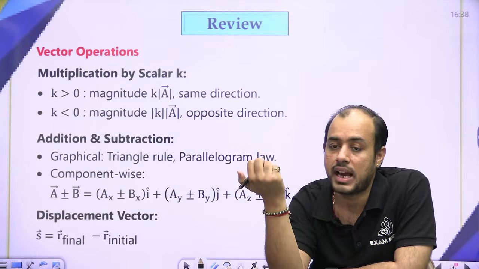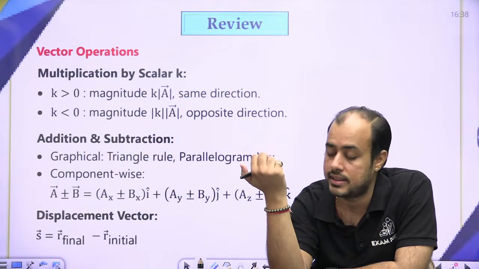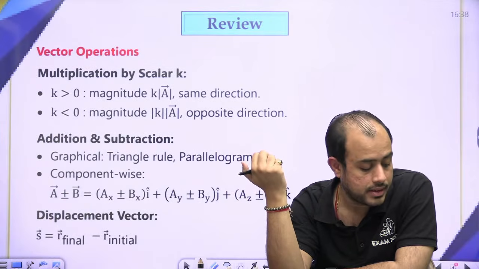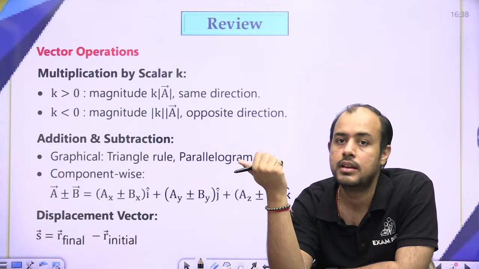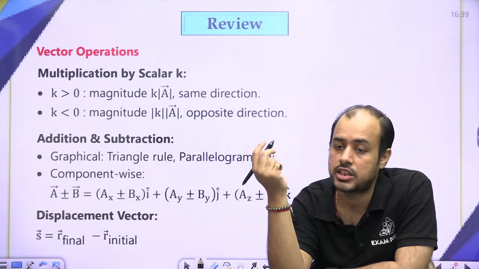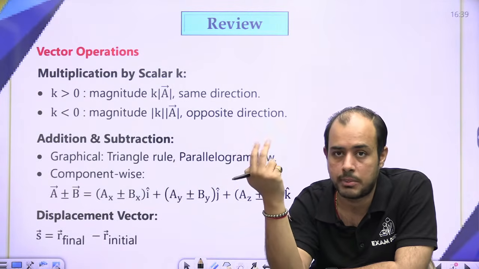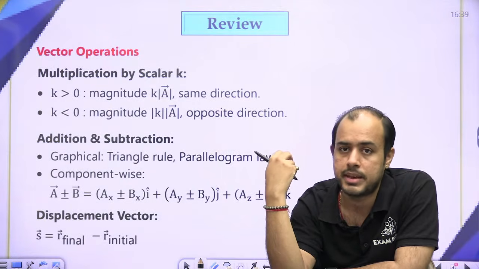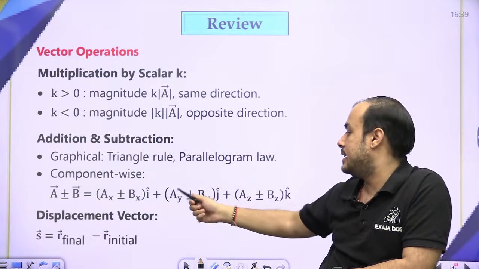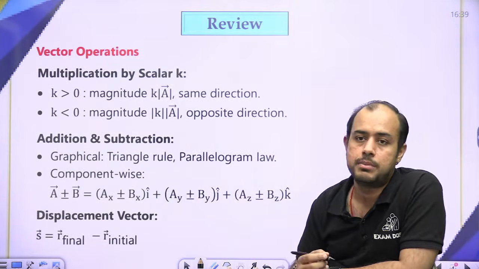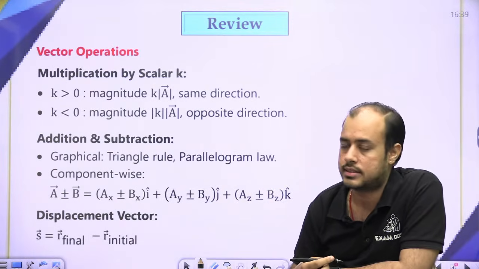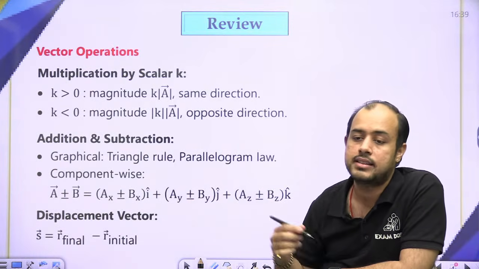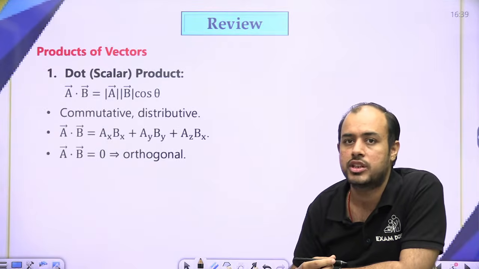Now, when we multiply a vector by a scalar k, the length changes by a factor of k and the direction remains the same. For addition and subtraction, we saw the triangle rule, parallelogram law, polygon law, and component method. In the component method, I told you to add each and every component one by one for the two vectors. Displacement vector is the final minus the initial position vector.